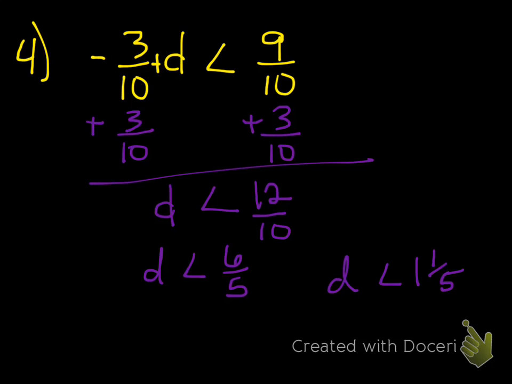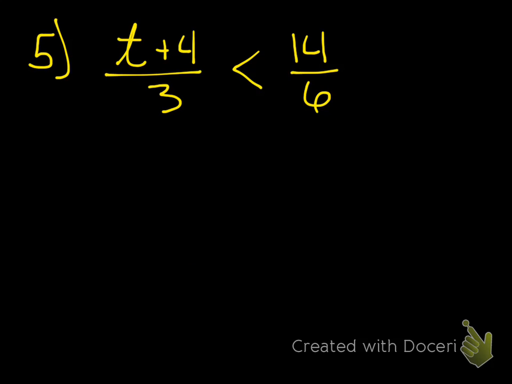Number 5. This one freaked y'all out because of the 3 on the bottom. Remember, if you want to get rid of something, you're always going to do the opposite. We are dividing by a 3 here. So in order to get rid of it, we're going to do the opposite, and multiply this side by 3, because now my 3 and my 3 cancel. If I multiply my left side by 3, I have to multiply my right side by 3.